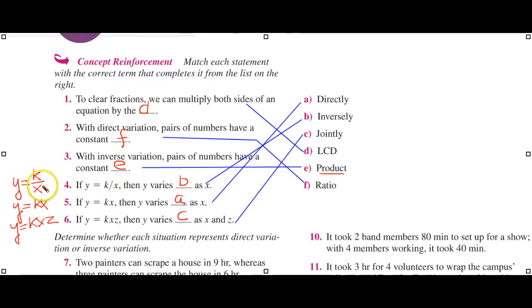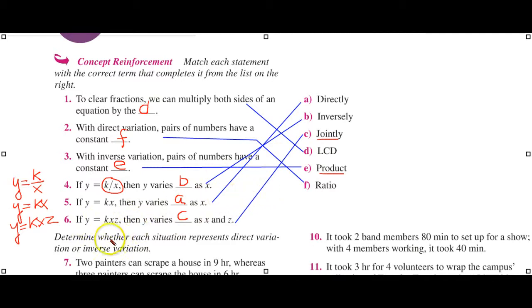And these are pretty straightforward. This is an inverse variation. And I don't like the way they've written this here. So whenever you write it this way, K over X is inverse, KX is direct. And then here, this is a jointly, or a joint variation.